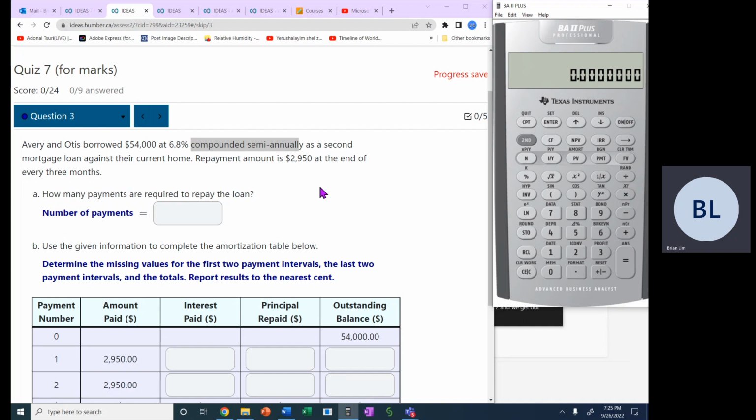All right, so now how many payments in this case? We're looking to compute the value of N, so we'll pass over that for now. The interest rate is 6.8%, so let us input 6.8 for the interest rate. And the present value, well, that is the $54,000 right there. We put that in as the present value.